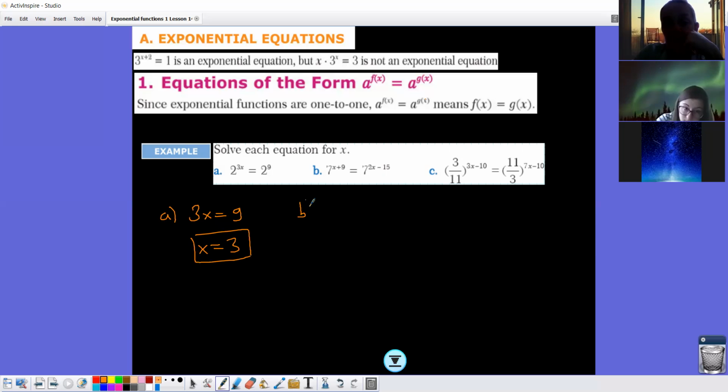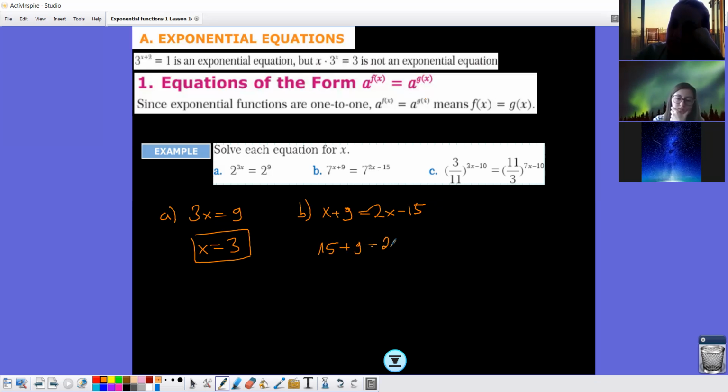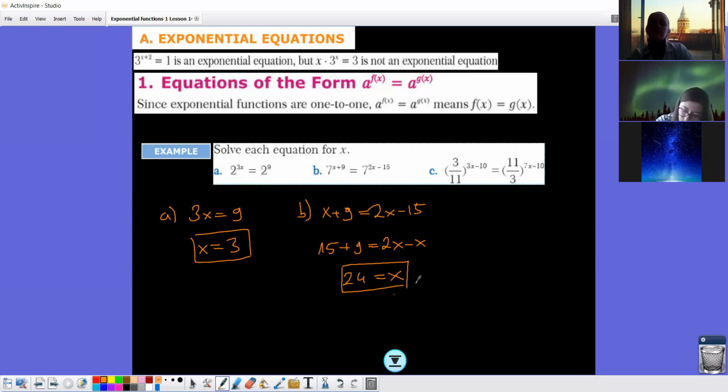In B, again, we have the bases same. Powers x plus 9 is equal to 2x minus 15. Then unknowns in one side, knowns in the other side. So I will take 15. 9 plus 15 is equal to 2x minus x. So we have 24 is equal to x. So x is equal to 24 in B.